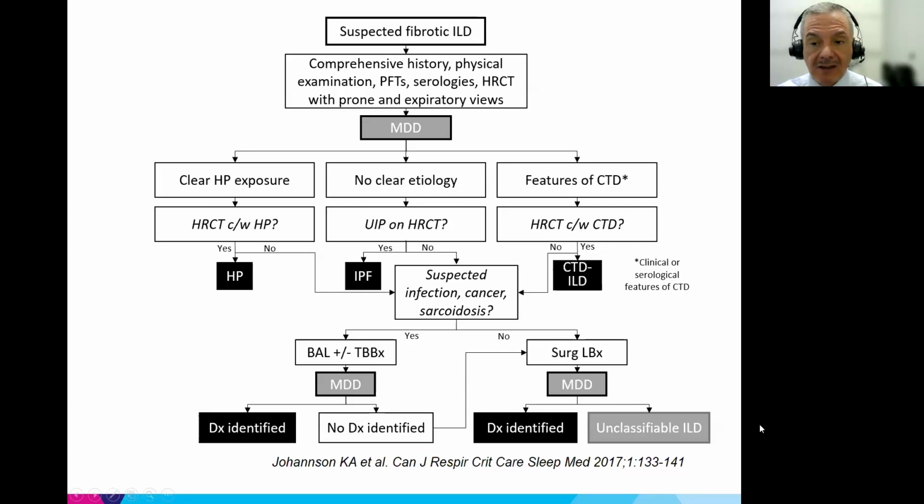But in some cases, this corner here on the right, the lower part, leads you to some diseases that are unclassifiable.